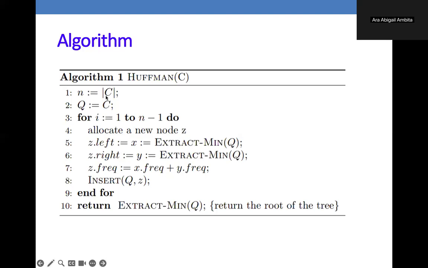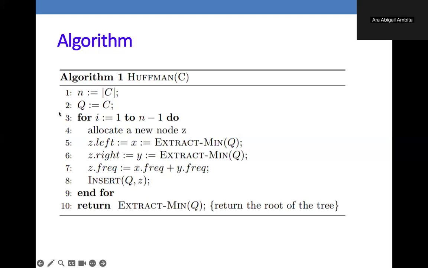So suppose that we have C here, which contains our characters. N would be the number of the characters. And then let's say Q is our priority queue. So for i equal to 1 to N minus 1, this is where we do the Huffman. We consume the queue until only one tree is left that we make.